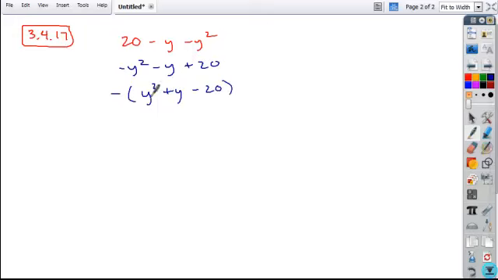So the negative y squared becomes positive, the negative y becomes positive, and the positive 20 becomes a negative. Now, this negative doesn't disappear. It has to be carried along throughout the rest of the problem, so we leave that out front. And now this becomes a trinomial with a leading coefficient of 1.